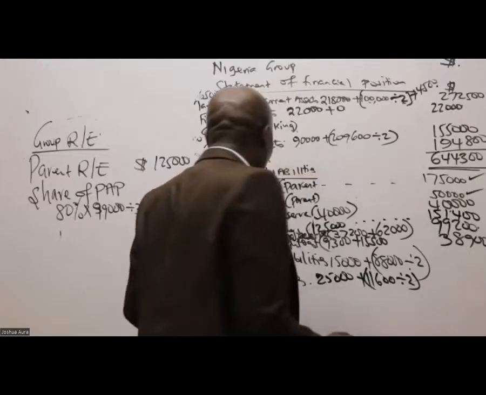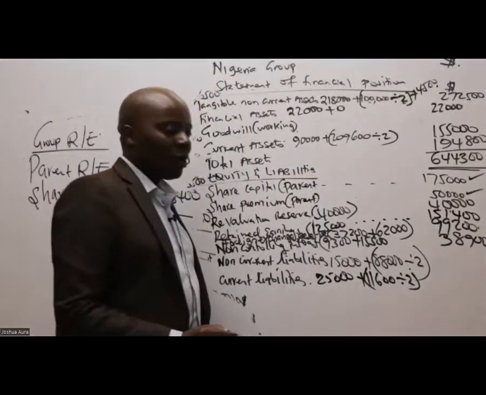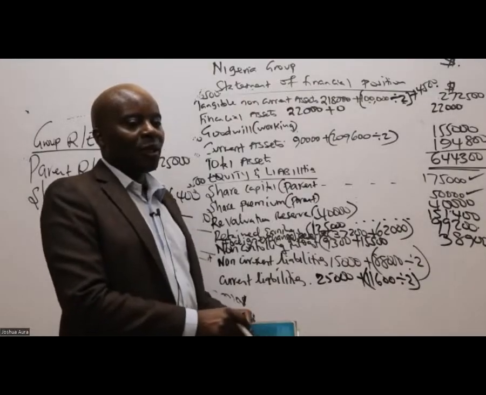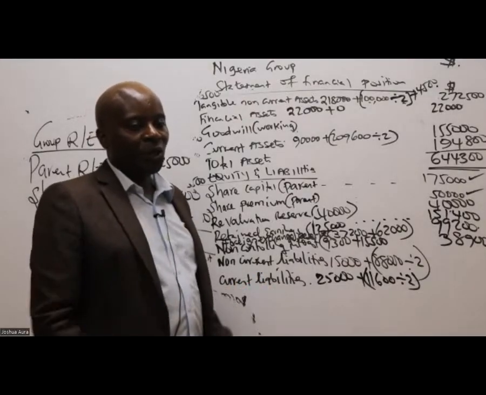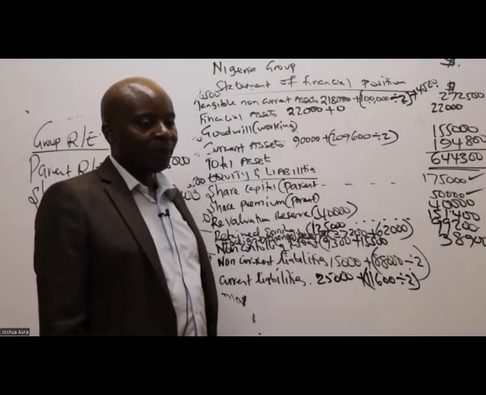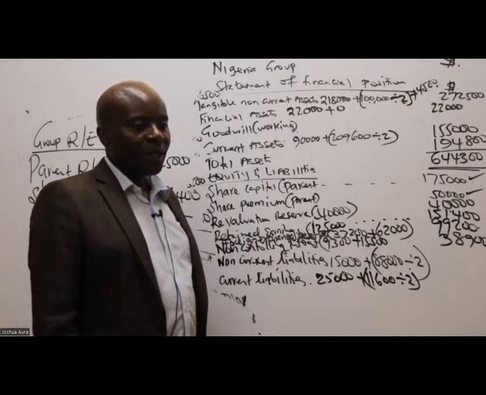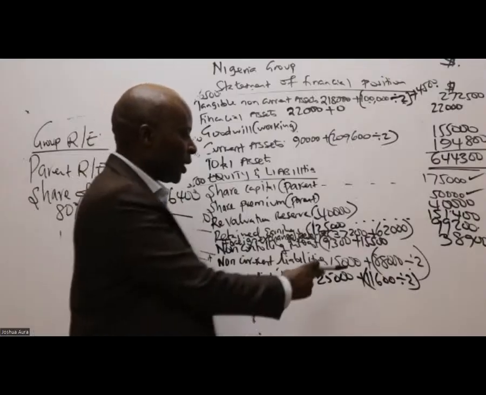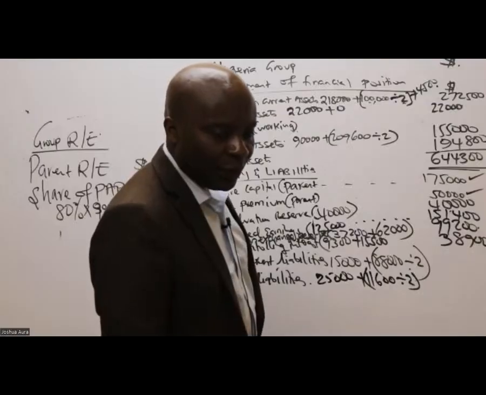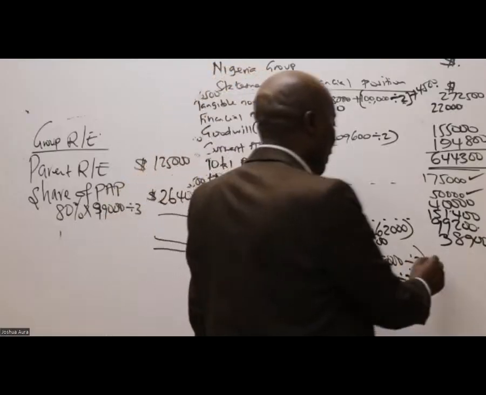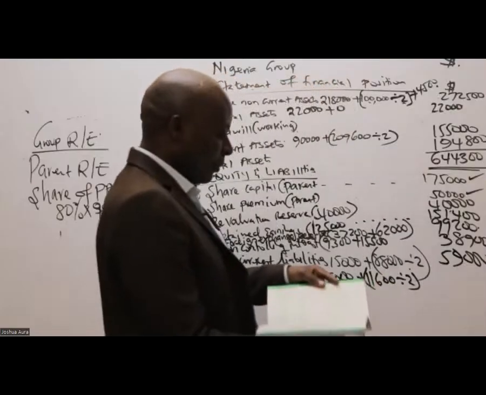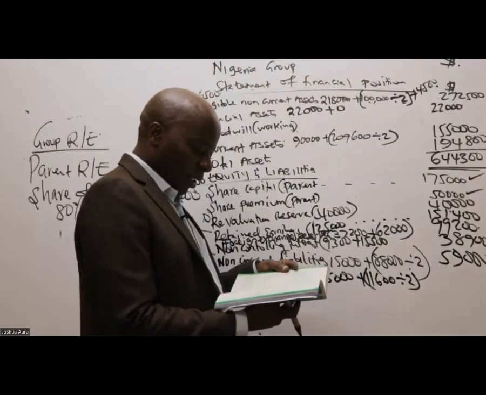151,400. Now go to the non-current liabilities. What do we have here? This one is just a matter of punching. So I'm being given 59,000. And then we have the very last one, which is the current liabilities.